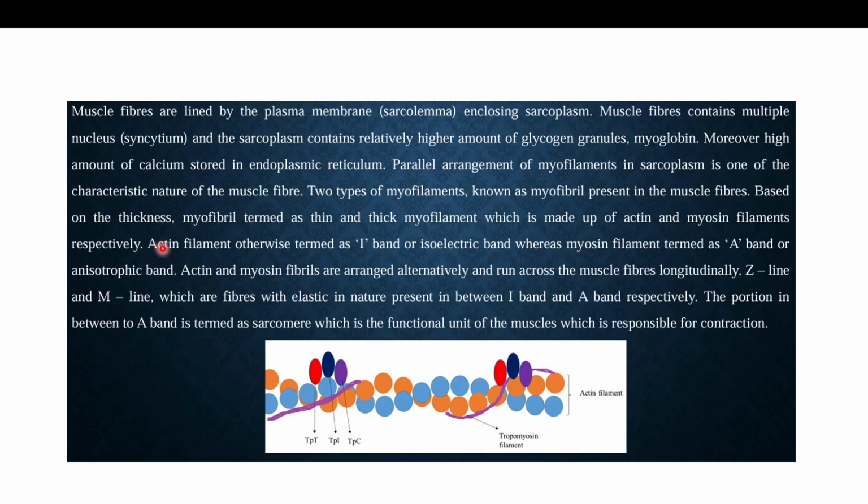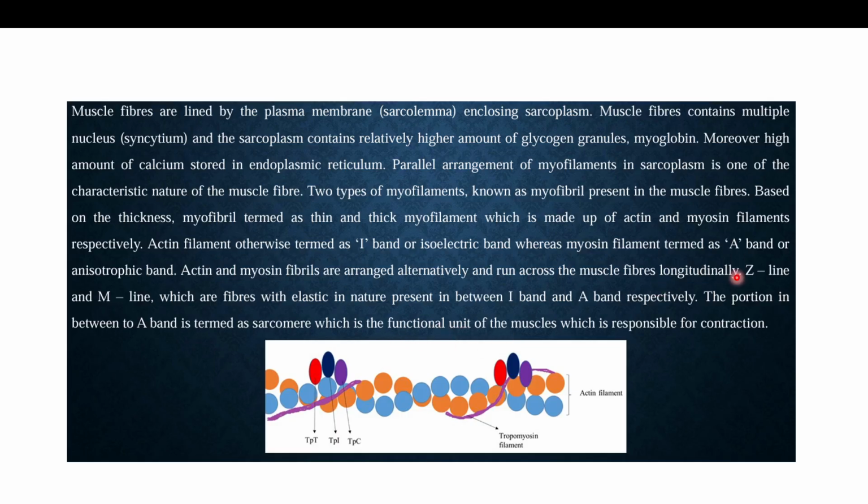So, when we talk about the contractile unit of a muscle, okay, there are certain zones which, after contraction or relaxation, can actually reduce in thickness or expand in thickness. Accordingly, there are actin filaments, which are also known as I band or isotropic band, whereas myosin filament is termed as A band or anisotropic band. These are actually arranged alternately and run across the muscle fibers.